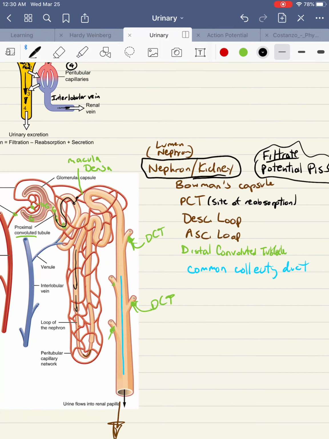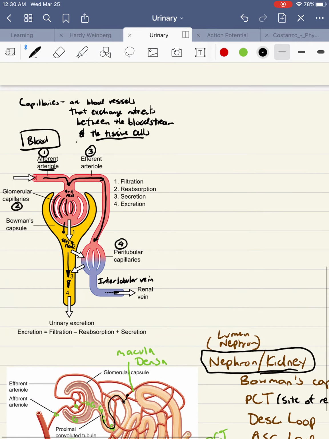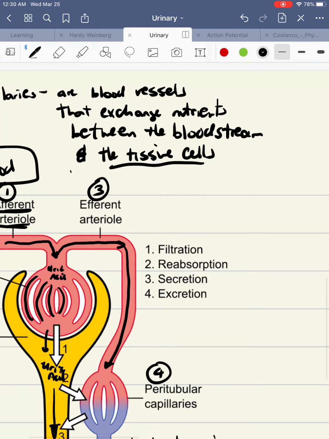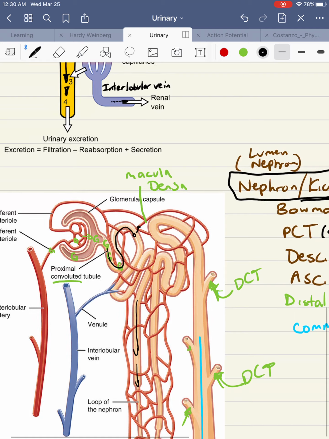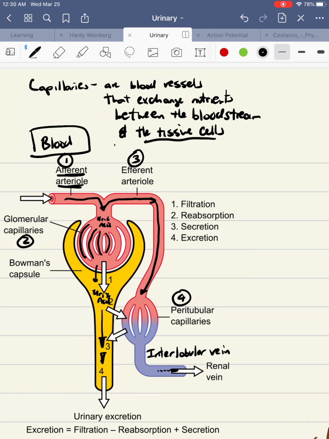Now, I told you before that the PCT is the site of reabsorption. How does that stuff get reabsorbed back into the bloodstream? It's gotta enter via capillaries, because what did we say capillaries are? Capillaries are the blood vessels that exchange nutrients between the bloodstream and the tissue cells. Well, which capillaries do you think they are? Right? It can't be, let's go back to this diagram. It can't be the glomerulus, right? Because the flow can't backflow. So it's gotta enter back through the peritubular capillaries, right?